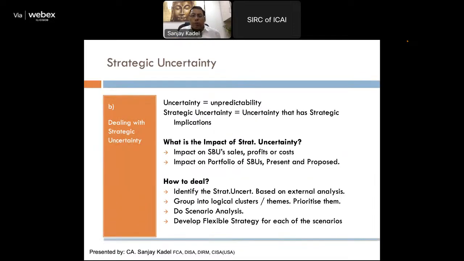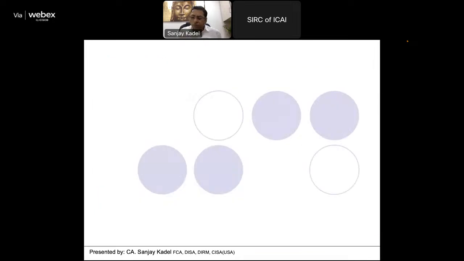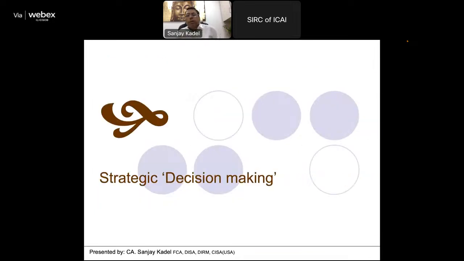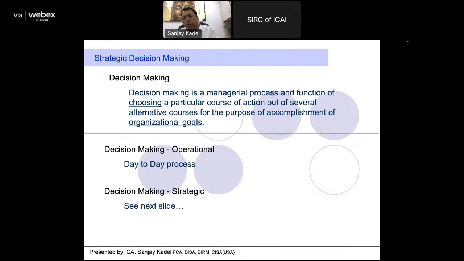So hope you understood the strategic uncertainty concept. Then, coming to the topic of strategic decision making. What is the meaning of strategic decision making? Strategic decision making means, again, the word strategic is attached, so it means critical, important, entire enterprise level, impacting the entire organization. Such kind of decision making is what we are talking about here.